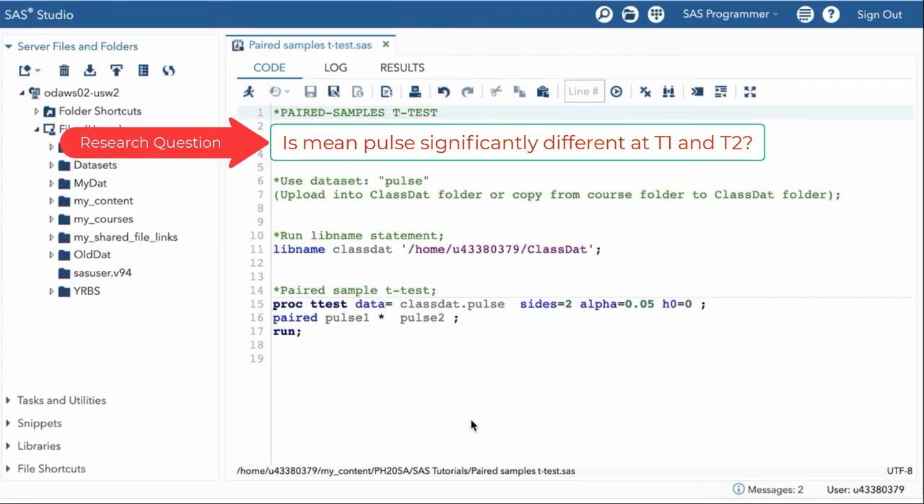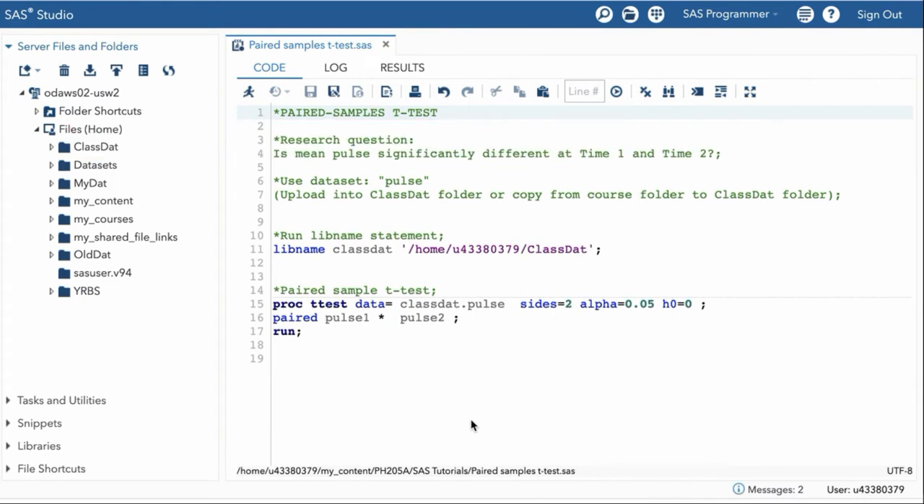Is mean pulse significantly different at time 1 and time 2? So in this data set, we have a group of students. They took their pulse at the beginning of class, and then they had an intervention of running in place. And then they took their pulse again after the intervention, and now we want to compare their pulse at time 1 and time 2 and find out if they're significantly different.